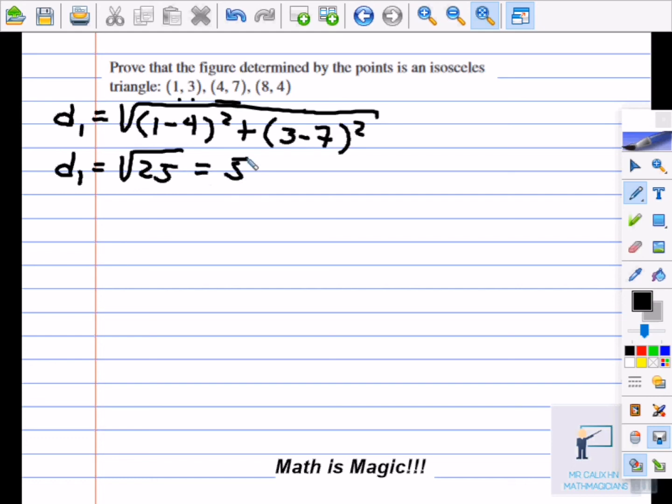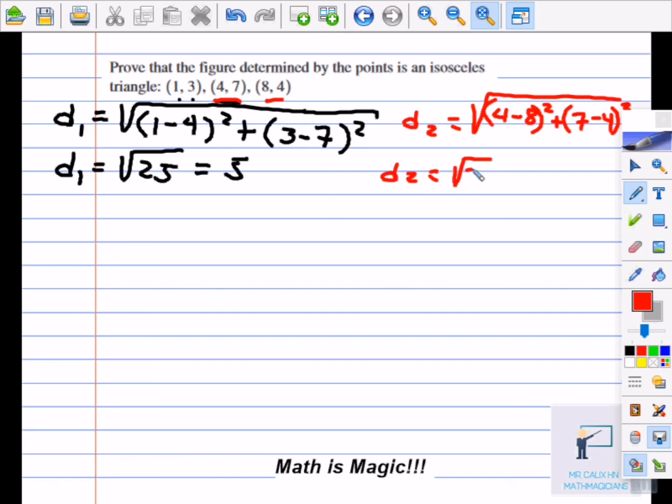Now, for distance 2, let's change our color. For distance 2 we're going to use the second and the third point. So it will be the square root of 4 minus 8 squared plus 7 minus 4 also squared. If we evaluate our distance 2, it says that it's also the square root of 25, which we know is 5. And the last distance, we're going to do it in blue color.